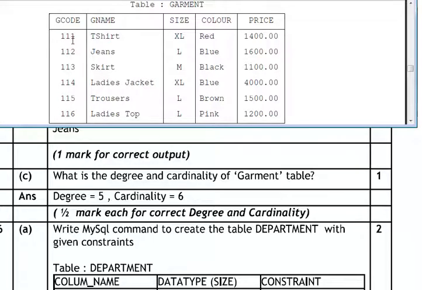Many times you are confused whether we have to count the header row or not. No, you don't have to include the header. Column names are not included in calculating cardinality, only rows which contain values are included. Hope you got it. This is really very simple and you can practice it at home. You have to do this in your notebook as well as in your practical copy.